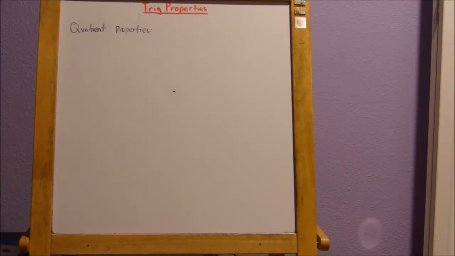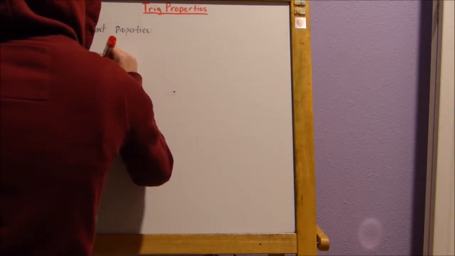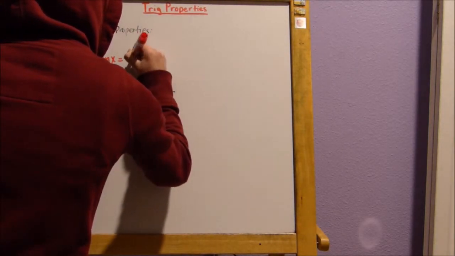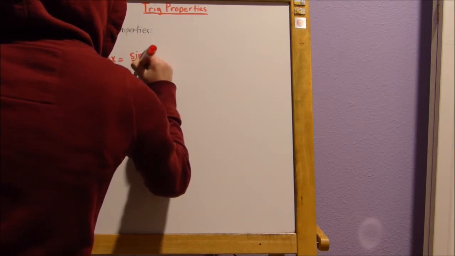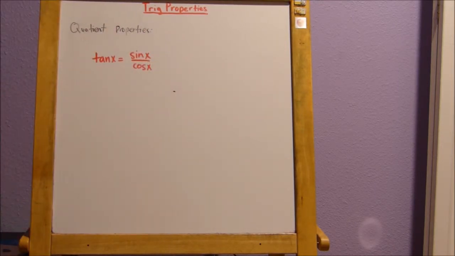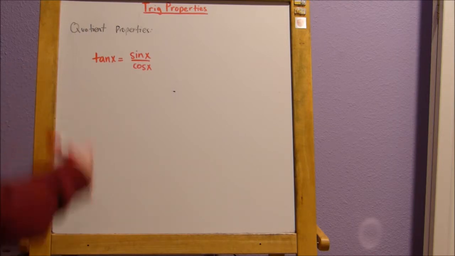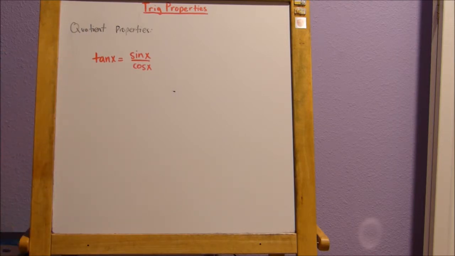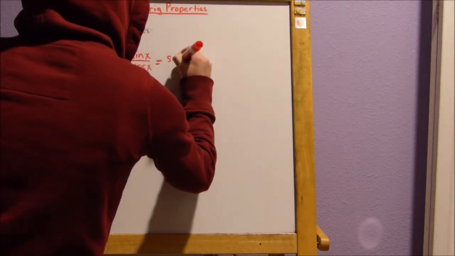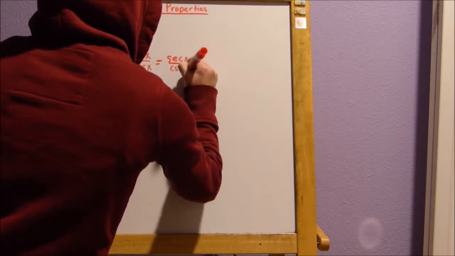Okay, the next type of properties are called quotient properties. They're called quotient properties because they involve tangent and cotangent, and you can rewrite those one way, but you can also rewrite them in a different way using quotients. So, let's write out tangent first. Tangent of x equals sine of x over cosine x. Now, this should be common knowledge, but if you don't know that, tangent of x equals sine of x over cosine x. But we can also rewrite this as secant x over cosecant x.